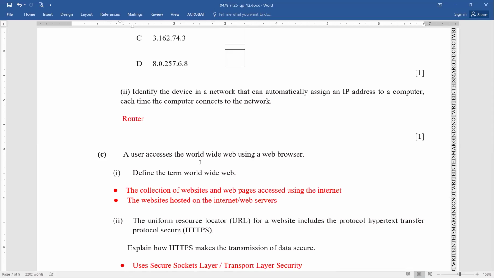If you have mentioned it properly, the uniform resource locator now, the collection of websites and web pages accessed using the internet, and the websites are hosted on the internet server or the web server. So this is how you will actually score your marks.